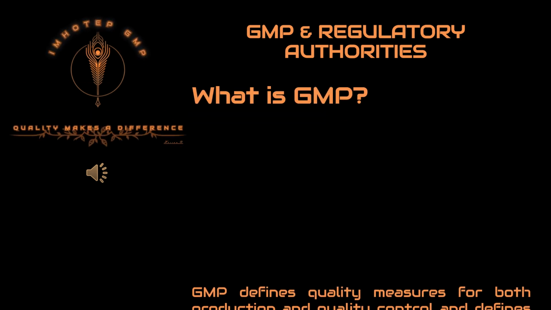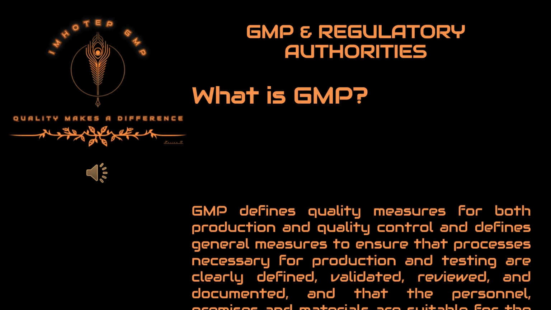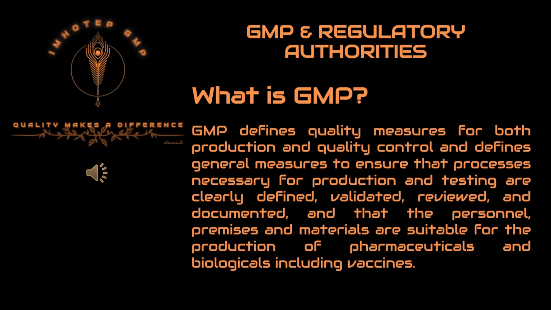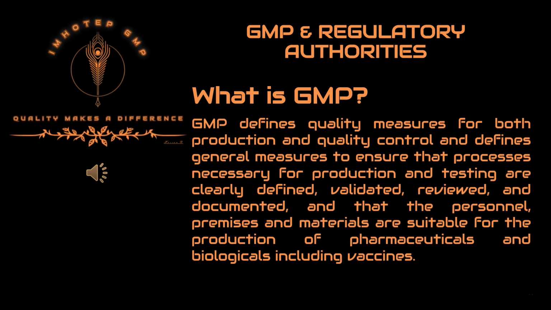GMP defines quality measures for both production and quality control and defines general measures to ensure that processes necessary for production and testing are clearly defined, validated, reviewed, and documented, and that the personnel, premises and materials are suitable for the production of pharmaceuticals and biologicals including vaccines.